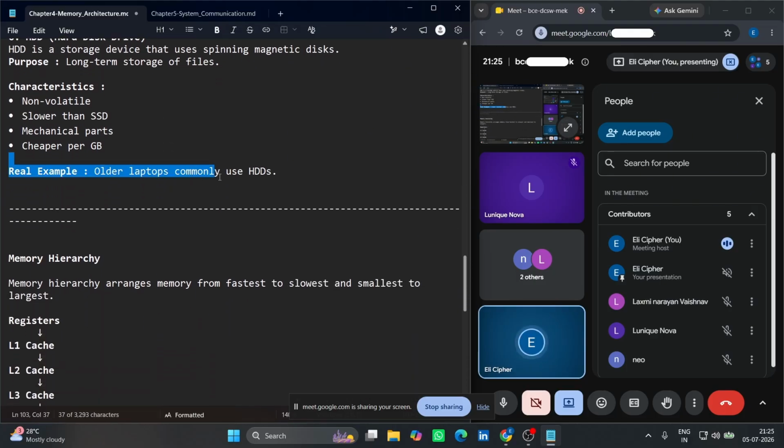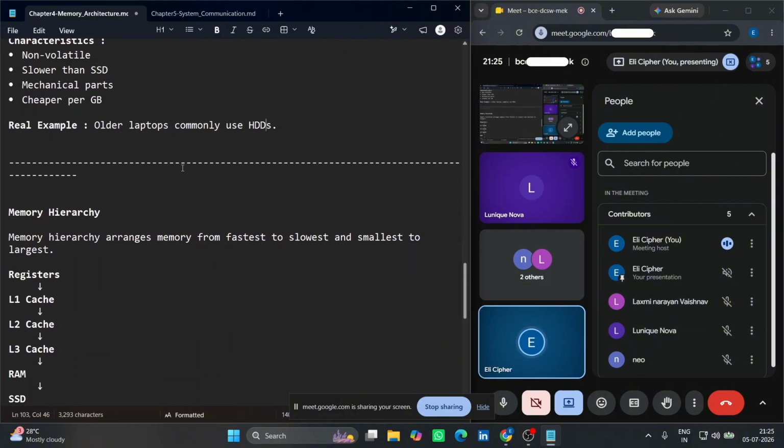Older laptops commonly use HDD, just like mine. I have an HP LiteBook 8470P.